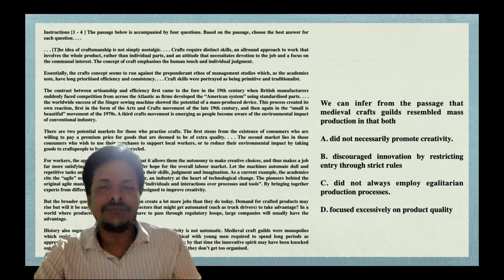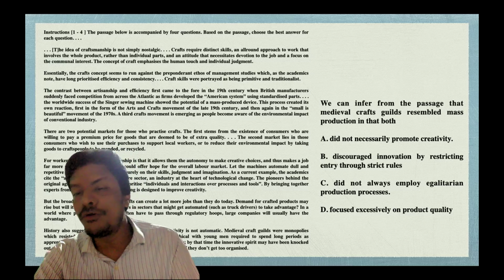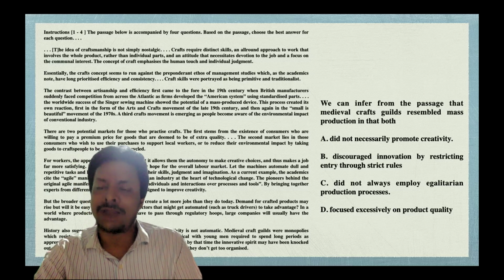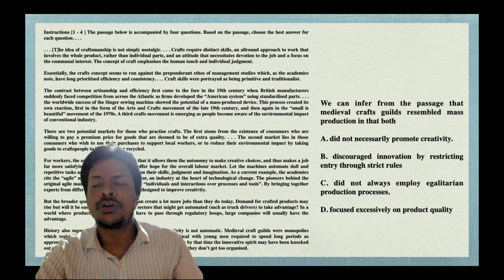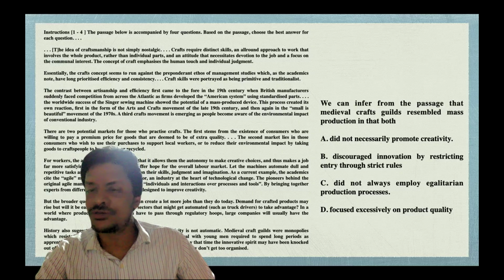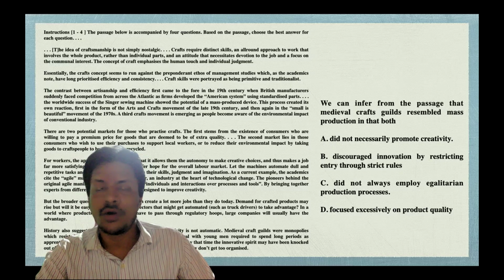Then in the fifth paragraph, it is stated that for workers, the appeal of craftsmanship, the attraction of craftsmanship, is that it allows them the autonomy, freedom or independence, to make creative choices. Therefore, it makes a job far more satisfying and enjoyable. In that sense, it could offer hope for the overall labor market, meaning all jobs in the economy. Let machines automate boring, repetitive work, the same task again and again, and allow workers to focus purely on their skills, judgment and imagination.